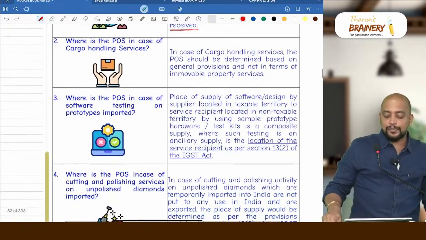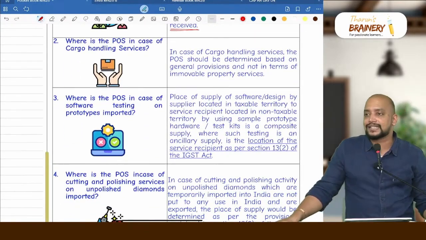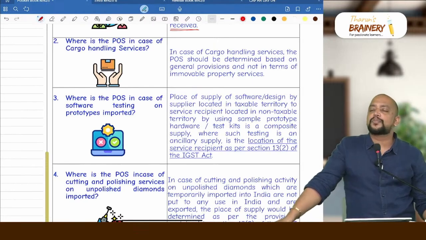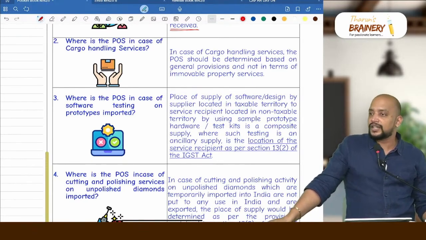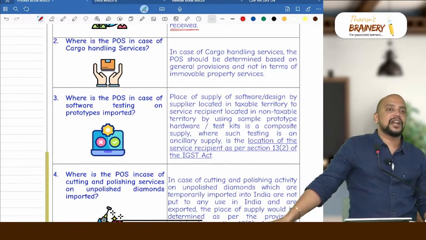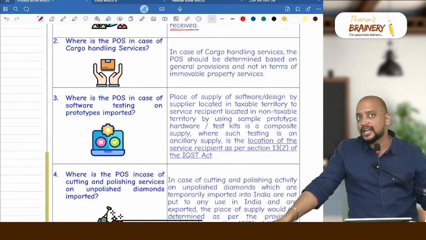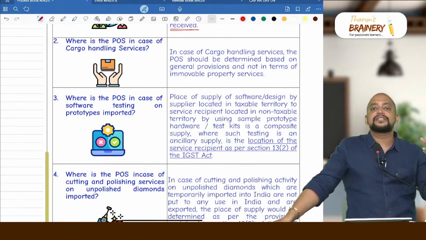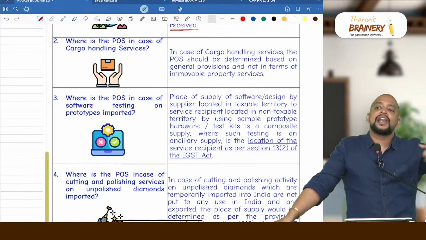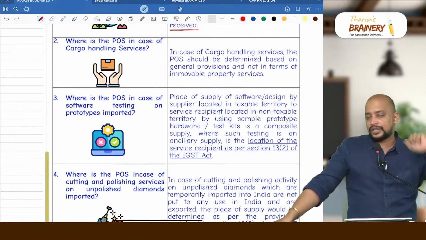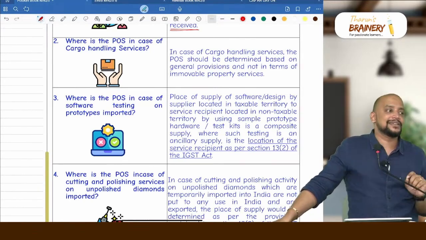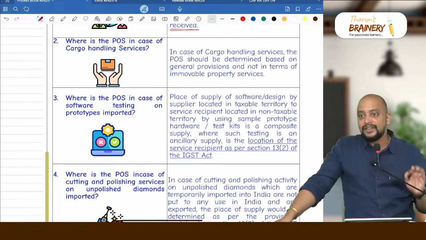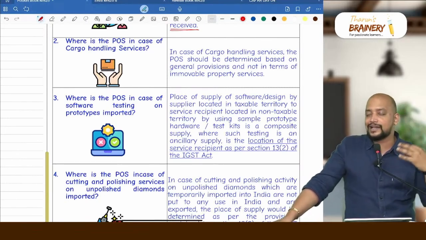Next one, where is the place of supply in case of cargo handling services? Cargo handling services are provided by custodians. As soon as the goods are unloaded, they will keep the containers, and thereafter upon payment of customs duty and bill of entry, etc., once the out of customs charge order is given, they will hand over the cargo to the importer, for which they will be collecting some charges called custodian charges for providing the cargo handling services.